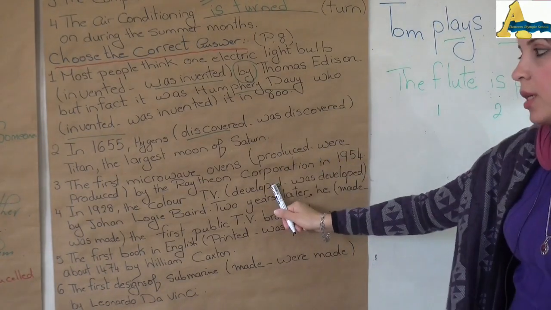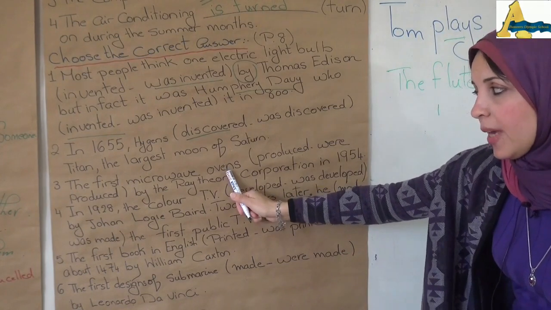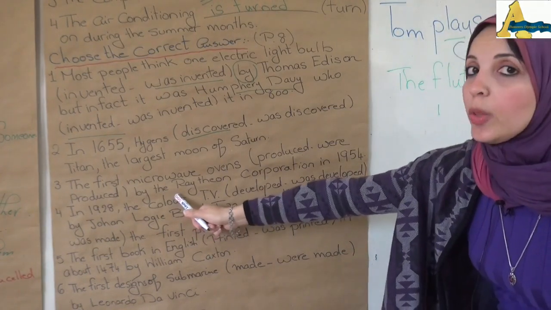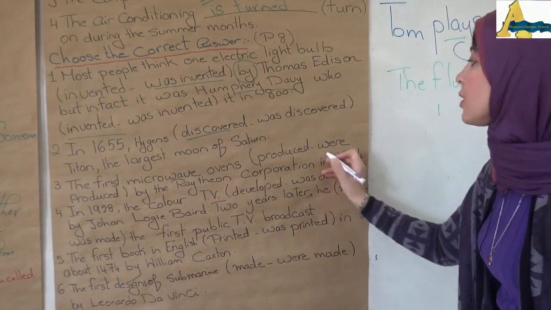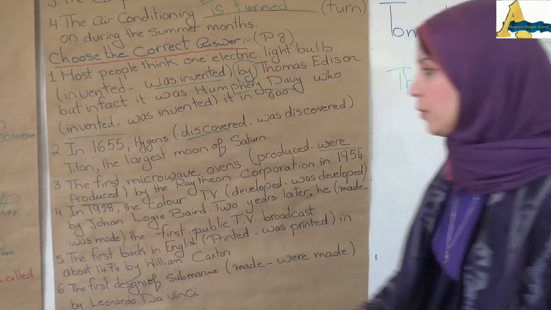Number 3: The first microwave ovens by Raytheon Corporation in 1954. What kind of sentence is this? Here we have the object in the beginning and then the doer in the end. So this means that the sentence is passive. So the first microwave ovens were produced.